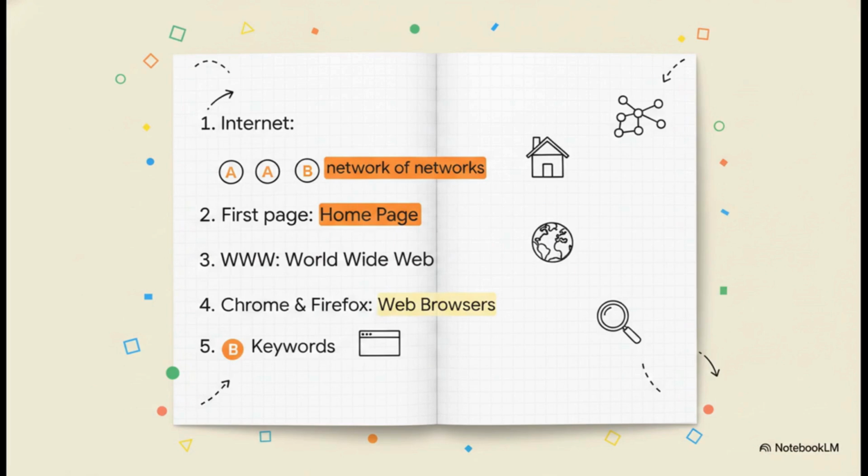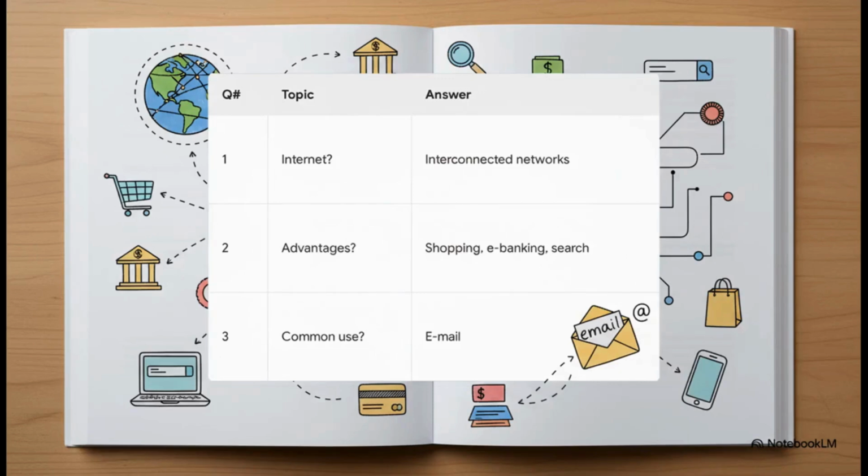We know the Internet is absolutely the network of networks. Its front door? That's the homepage. www stands for World Wide Web. Chrome is definitely a web browser, and to find anything, you just type keywords into a search engine. Simple enough, right? Moving to the short answers.